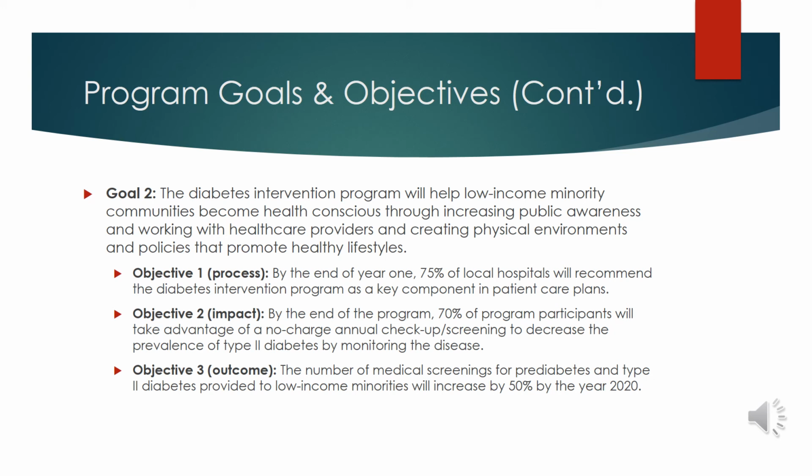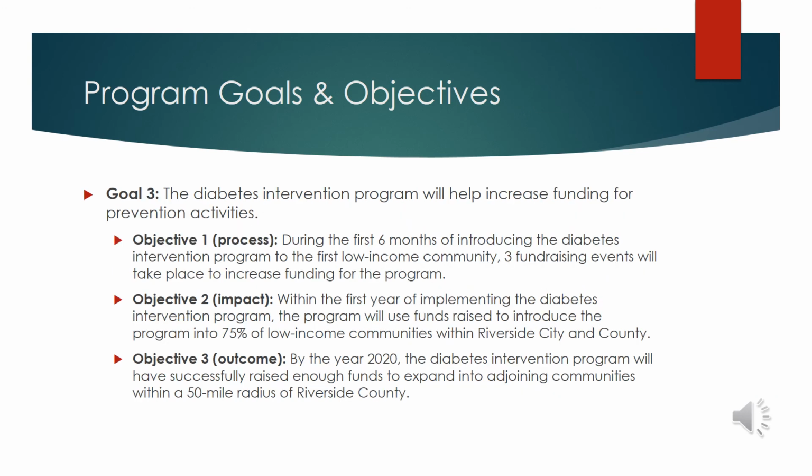The second objective, the impact objective, will be that by the end of the program, 70% of program participants will take advantage of a no-charge annual checkup screening to decrease the prevalence of type 2 diabetes by monitoring the disease. The last objective, the outcome objective, will be that the number of medical screenings for prediabetes and type 2 diabetes provided to low-income minorities will increase by 50% by the year 2020.